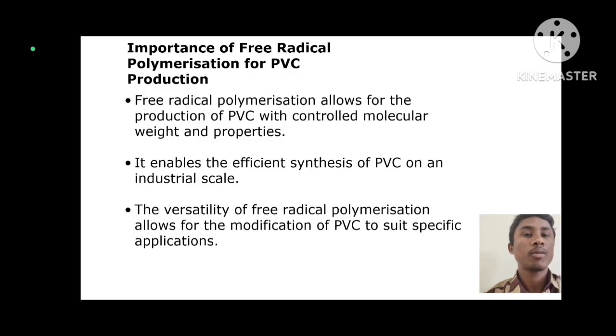Importance of free radical polymerization for PVC production. Free radical polymerization allows for the production of PVC with controlled molecular weight and properties. It enables the efficient synthesis of PVC on an industrial scale. The versatility of free radical polymerization allows for the modification of PVC for specific applications.